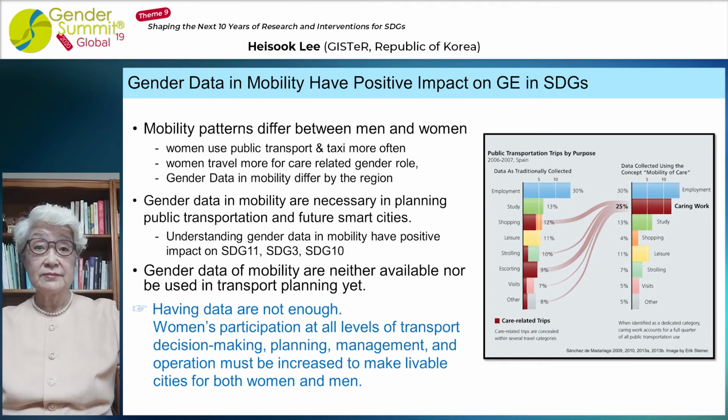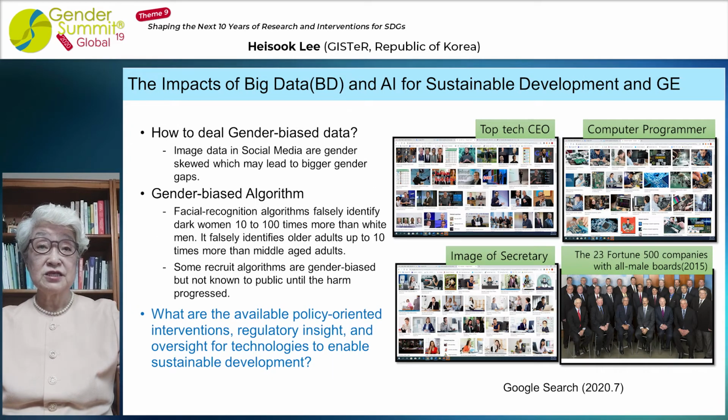The role of big data and artificial intelligence in achieving the Sustainable Development Goals is being actively discussed. A big question is how to guarantee data accountability. We always face gender-skewed data, which can be seen in Google image search, for example. Leaders and computer programmers are mostly men, versus secretaries and helpers who are mostly women. It is a great concern that gender-skewed data in social media, TV, and radio may lead to bigger gender gaps.